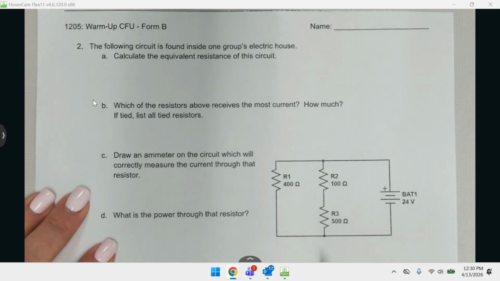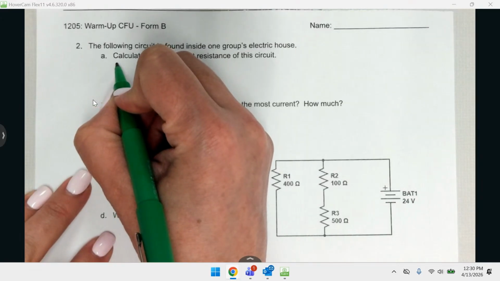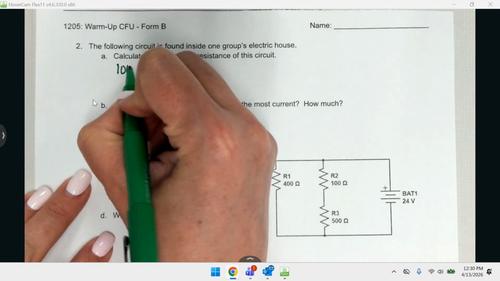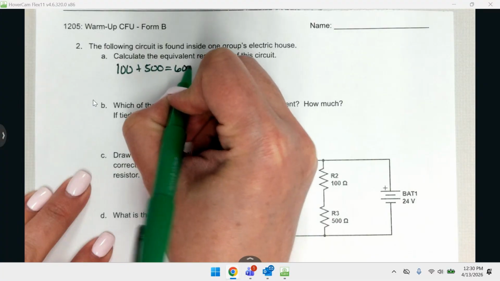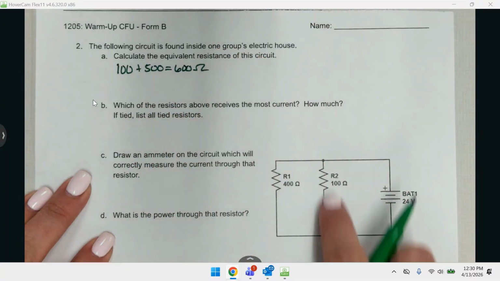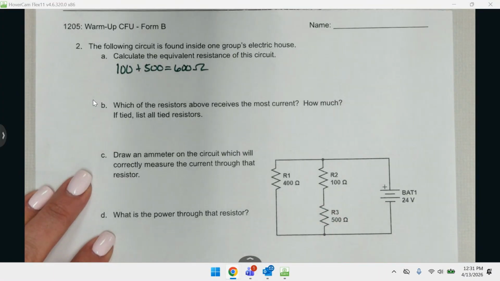And so if I wanted to figure these out, again, the series calculation's easy. That's going to be R2 plus R3, which is 100 plus 500, and that makes it 600 ohms. So on this branch, my total resistance is 600 ohms. But again, that's not the total circuit. I now have to add it in parallel.